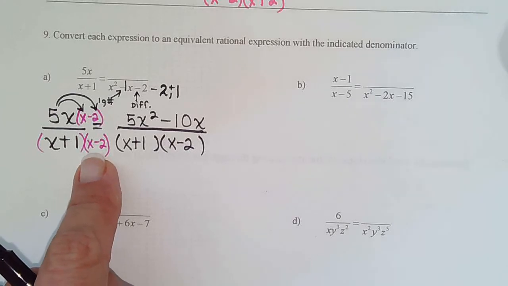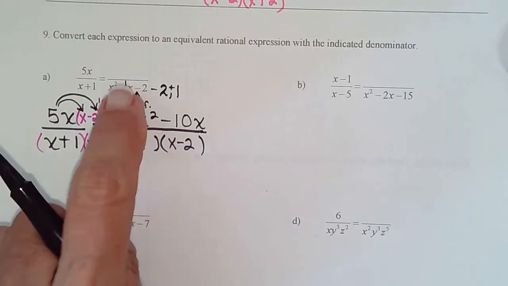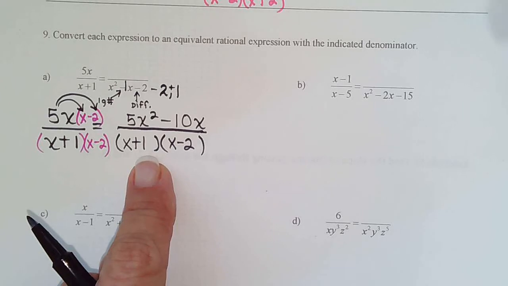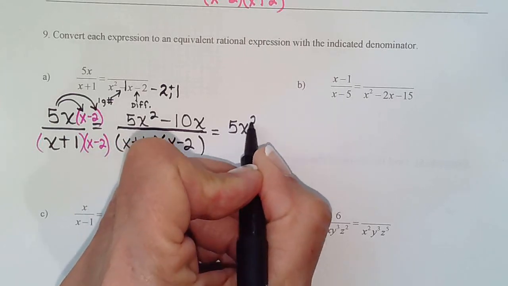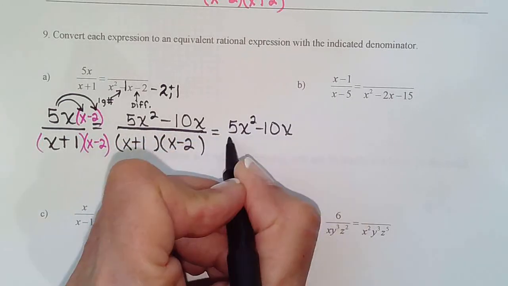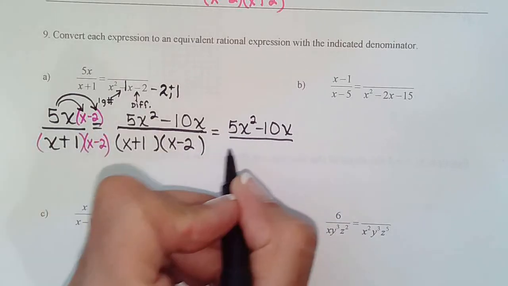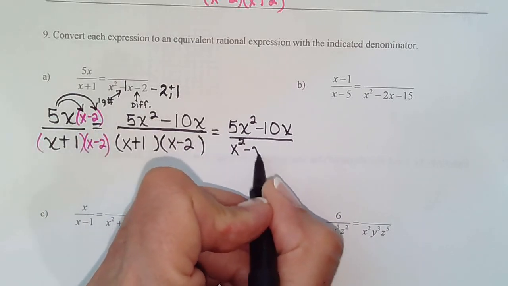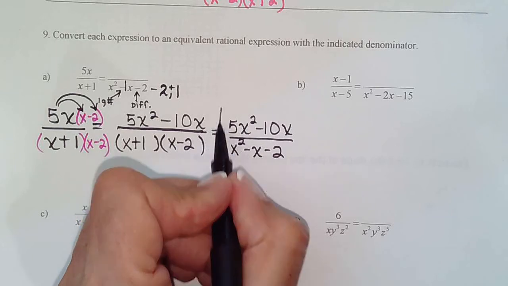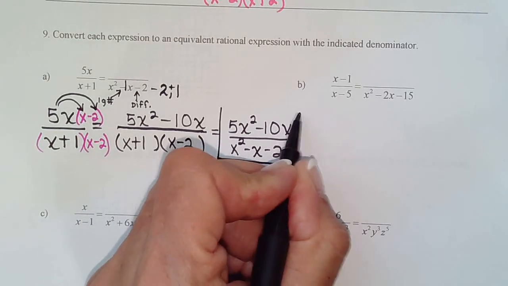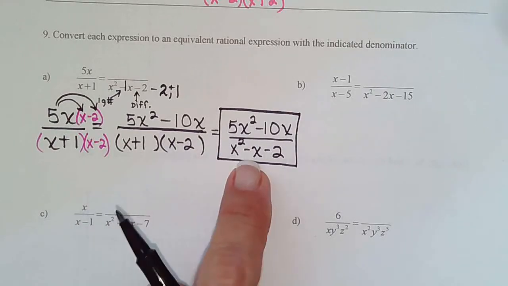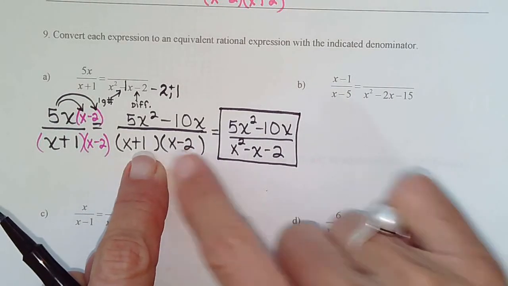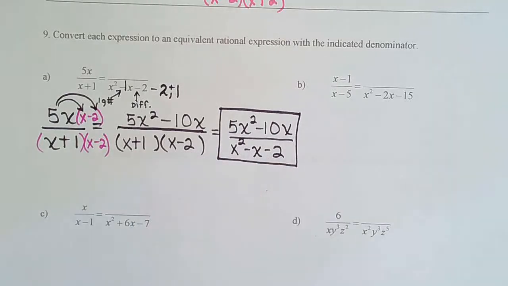x minus 2 over x minus 2 is still 1, but now it has the denominator that I need to add it to other fractions. And remember, that's the same thing as this: 5x squared minus 10x over, when we FOIL, we get back to that, x squared minus x minus 2. So I think this is how Alex wants you to write it. Okay, so FOIL that, you get that. Minus 2x plus 1x is minus 1x, and then minus 2.